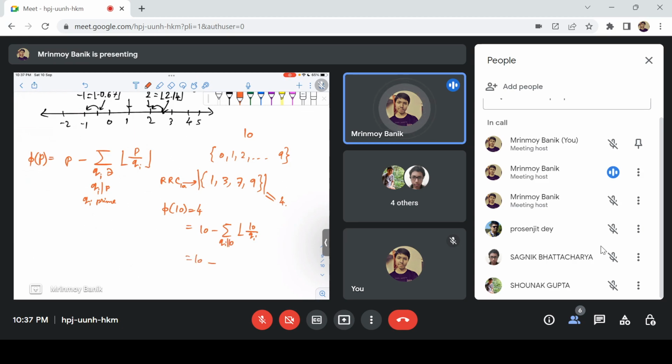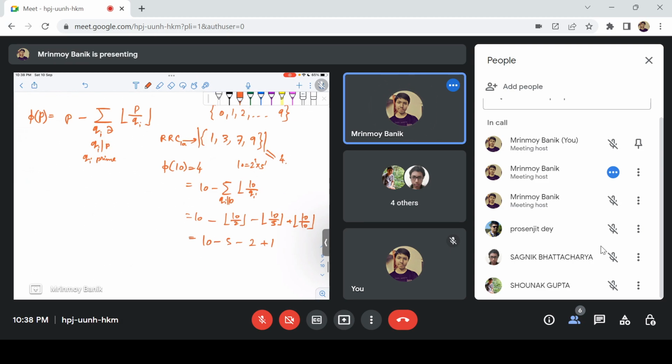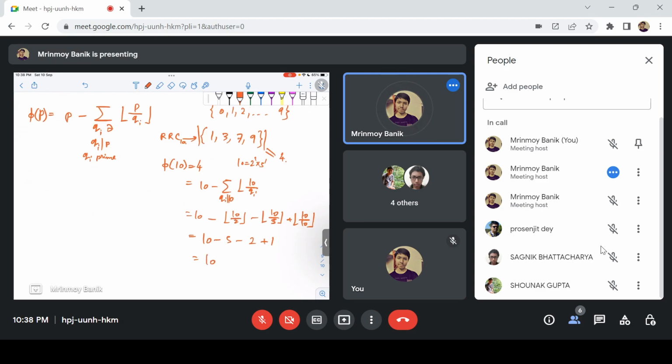So how many prime factors of 10 are there? We know 10 equals 2 times 5, so there are just 2 prime factors. So this is just 10 by 2, 10 by 5, which is 5, and plus 10 by 10. So that's 10 minus 5 minus 2 plus 1. So that's 10 minus 6, 4. So you get 4, right.